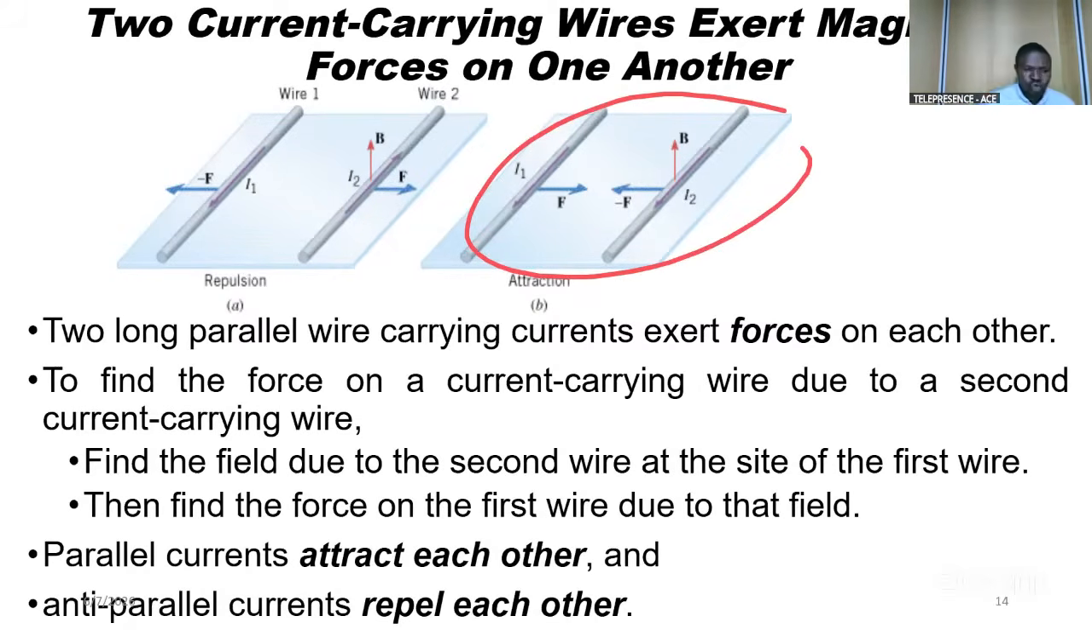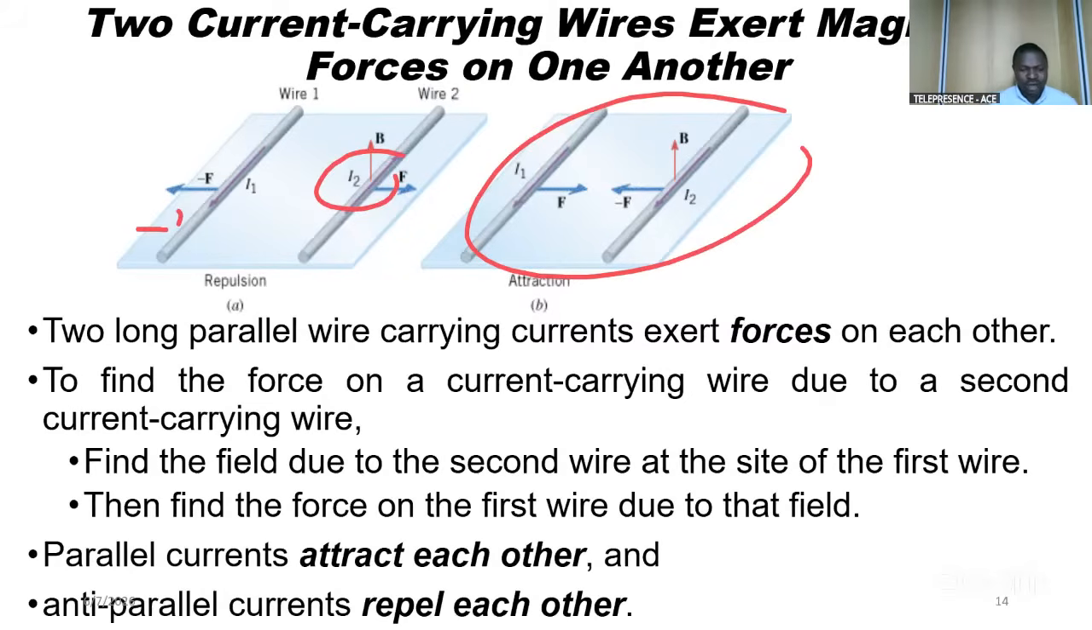I said if we have two long parallel wires carrying current, they exert forces on each other. To find the force on a current-carrying wire due to a second current-carrying wire, the first thing we are going to do is determine the field due to the second wire at the site of the first wire. Assuming we want to determine the magnetic field of this one, we are going to determine the magnetic field of that one due to the second one.